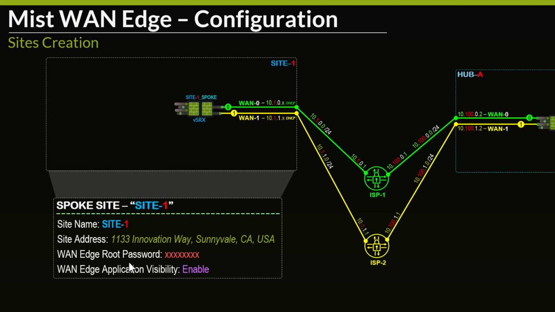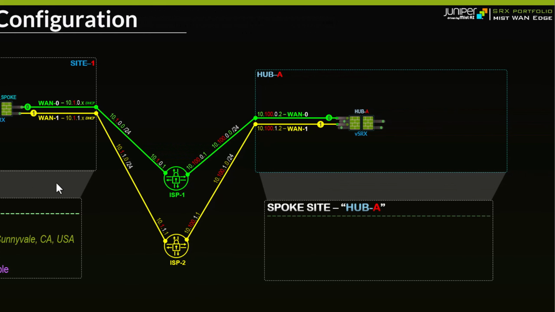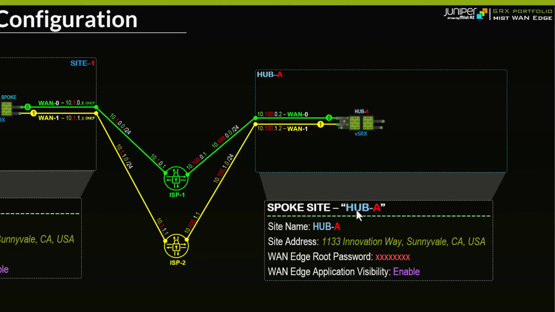You would also need to include a root password, and also you would need to enable or check the box saying that you do have a license for WAN Edge application visibility. Application visibility is using the App ID database on the SRX platforms, and it is required for not only visibility but also for steering traffic for SD-WAN applications. Similarly, we'll define another site. We'll name it hub-A to correlate with what we have in our topologies. And again, just a quick root password as a minimum configuration and application visibility.